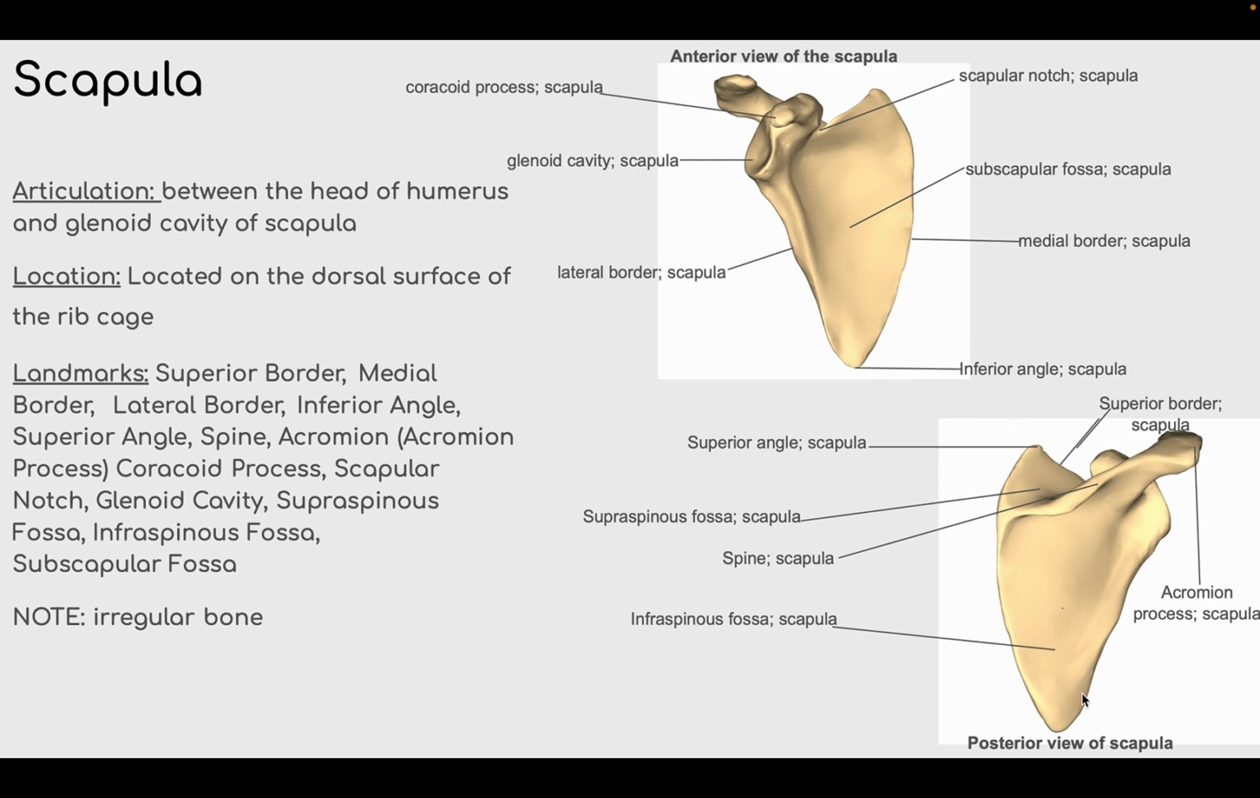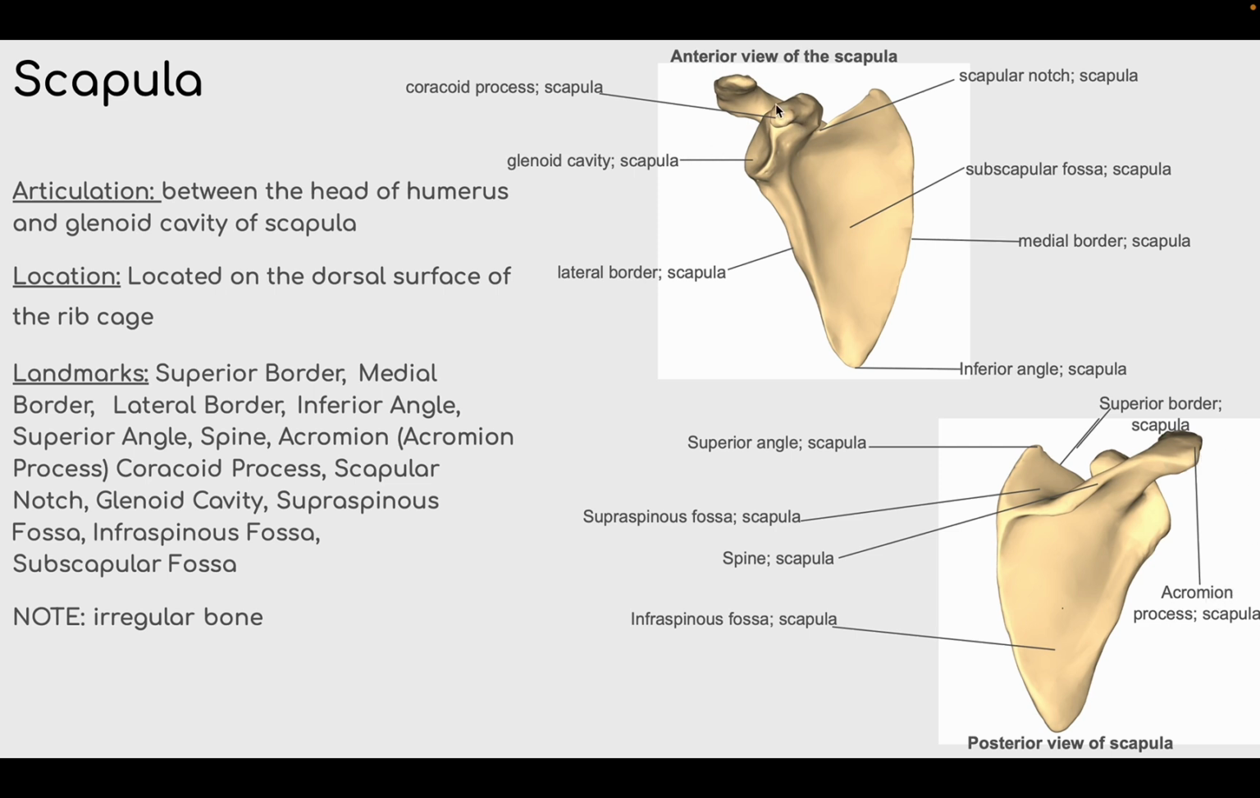Moving on to the posterior view of the scapula. This is the superior border of the scapula. Next to it, we have the superior angle of the scapula, superior, above. And then we have the supraspinatus fossa of the scapula, which is this little area. And then we have the spine of the scapula, which just resembles a spine. And then we have the infraspinatus fossa of the scapula. Infra, below, supra, above. And then lastly, we have the acromion process of the scapula.